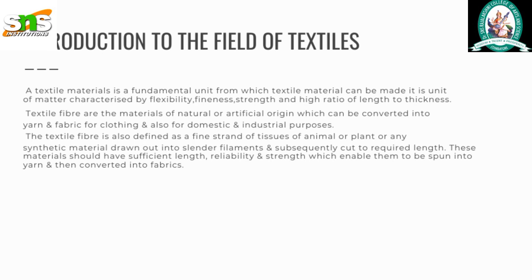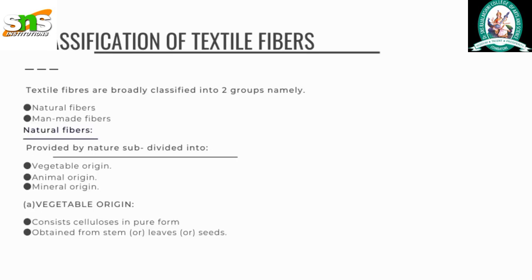Textile fibers are the materials of natural or artificial origin which can be converted into yarn and fabric for clothing and also for domestic and industrial purposes. The textile fiber is also defined as a refined strand of tissue of animals or plants or any synthetic materials, drawn out into slender filaments and subsequently cut to required length. These materials should have sufficient length, flexibility and strength which enable them to be spun into yarn and then converted into fabrics. Classification of textile fibers.